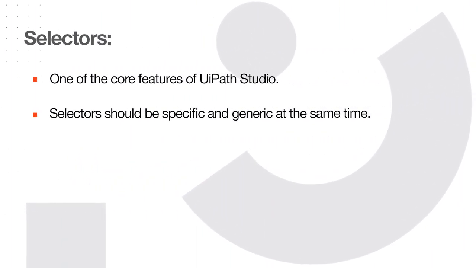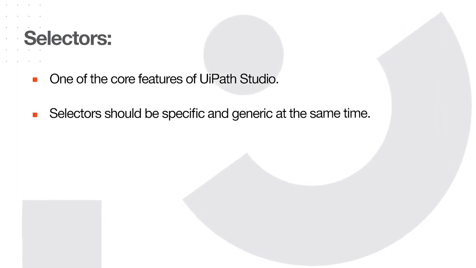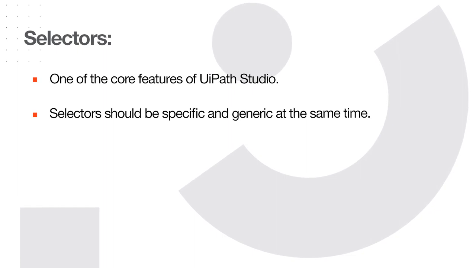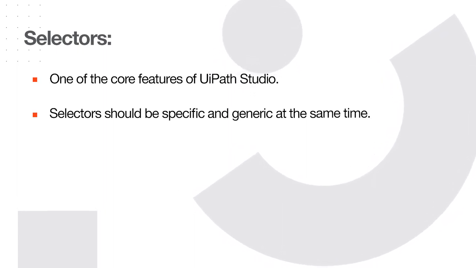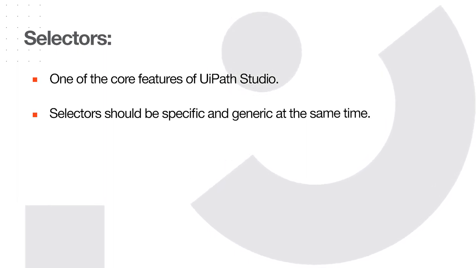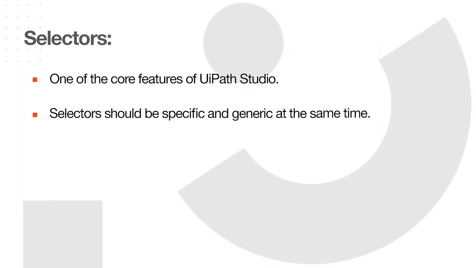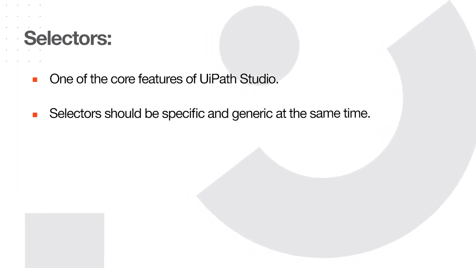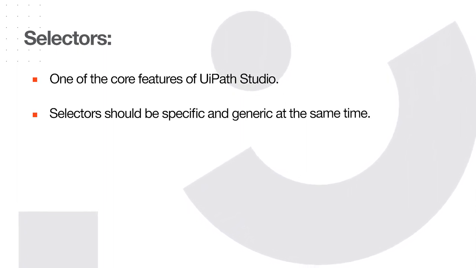Selectors are one of the core features of UiPath Studio, and they may be a bit challenging to understand at first. One of the difficulties is that the selectors must be specific and generic at the same time. To be precise, selectors should be specific enough to uniquely identify interface elements, but also generic enough to work even if there are a few changes on the screen or if there are a series of items being processed.